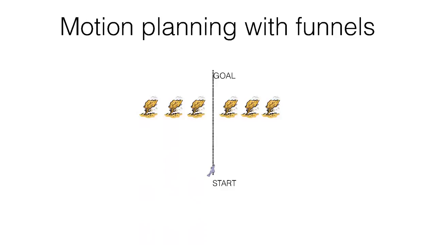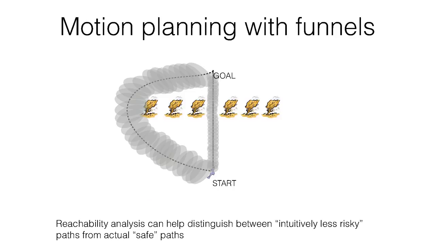If you combine that, you might find that for the first path, if you compute the flow tube, it does not hit any of the trees and it's indeed safe. And it might happen that the second path is more susceptible to the disturbances and you can actually crash into a tree. So that's why you combine reachability analysis with motion planning. What's intuitive is not actual.